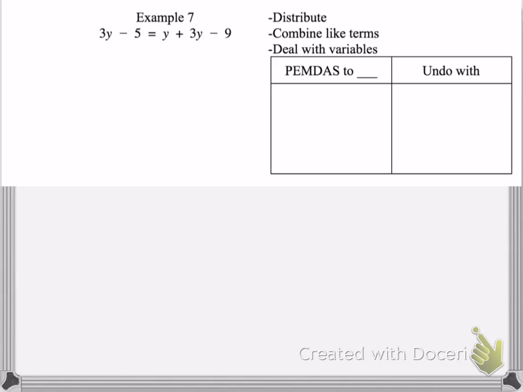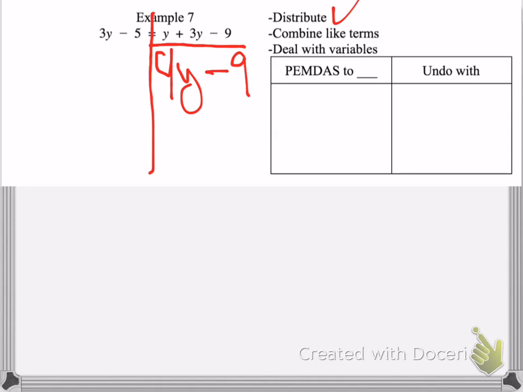Sorry. This one, so we're going to distribute. I do not see anything that I need to distribute. I don't even see parentheses, so we're done with that. Combine like terms. So on my left side, I've got a 3y minus 5. I have a variable with the y and a number with the 5. I don't need to do anything. Okay, those are not like terms. On my right side, I've got a y and 3 more y for a grand total of 4y, and then minus 9.